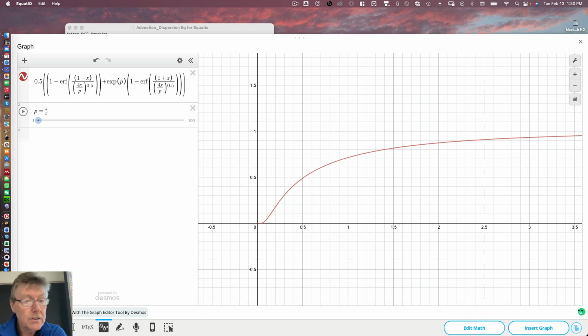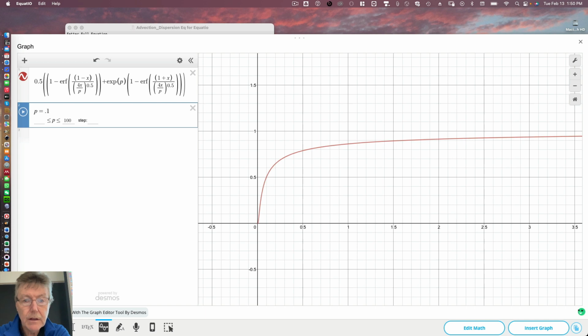Of course, as you go smaller than 1, if you went to 0.1, then it gets even stranger. It's moved further away from this mark, and it kind of implies that the breakthrough is occurring really early, but it's for a small Peclet number, and a small Peclet number is for diffusion only. There's no advection in the system.